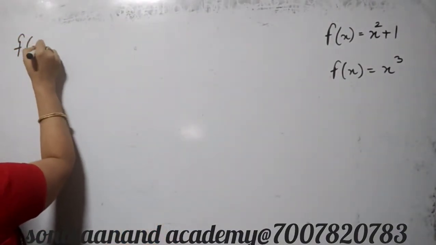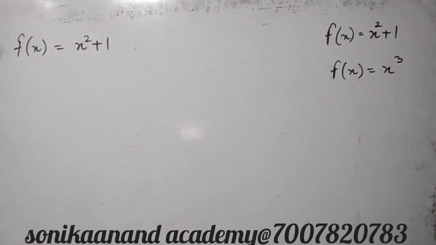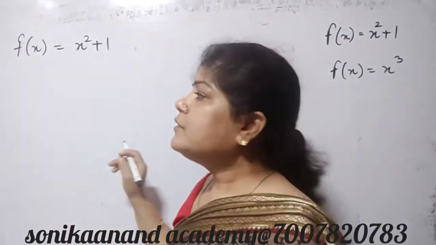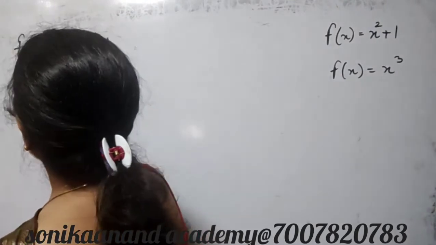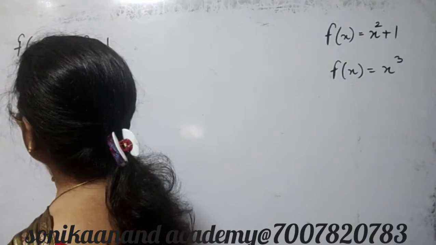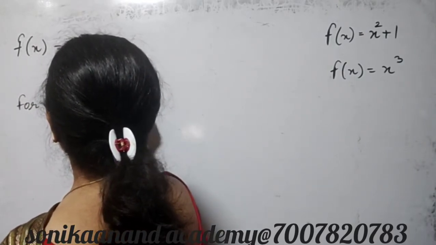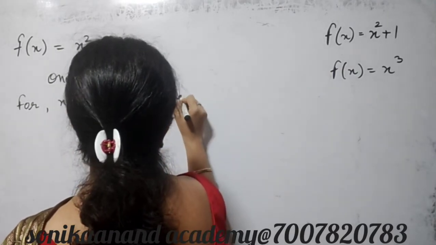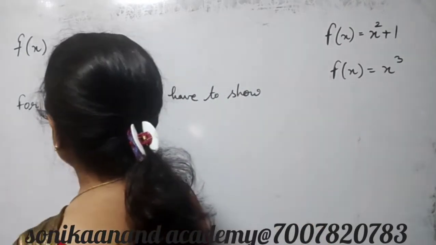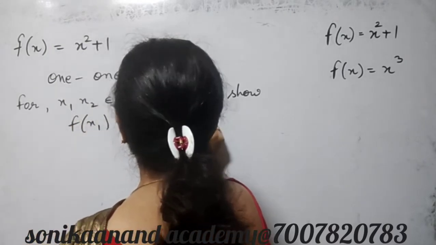For example, we have a function f(x) is equal to x square plus 1, and we have to find whether this function is bijective or not. Firstly, we have to show whether the function is 1-1 or not. So, for every x1, x2 belongs to R, if we show f(x1) is equal to f(x2), then it is 1-1.